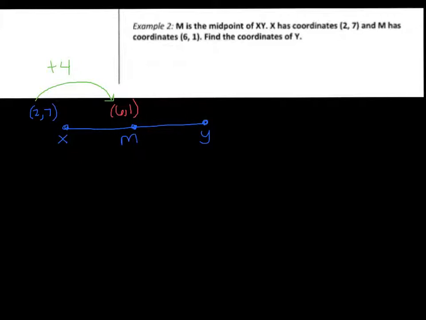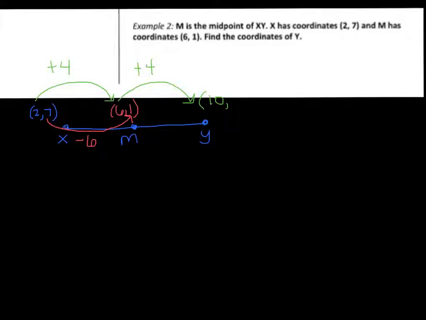Then you can ask yourself, how would you get from 7 to 1? You would be subtracting 6. Then you can just apply that same pattern to get to Y. If I'm on 6, to get to Y, I would need to add 4. So 6 plus 4 gives me 10, which would be the x value of point Y.